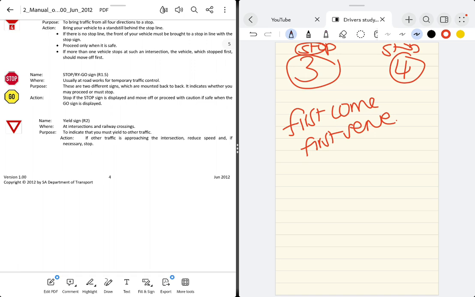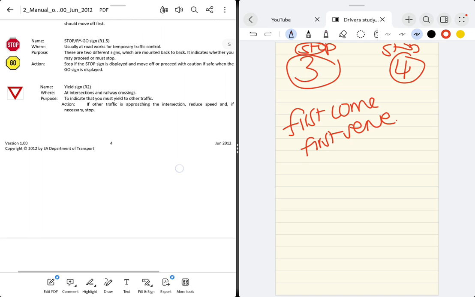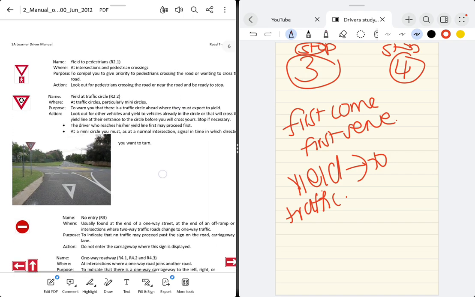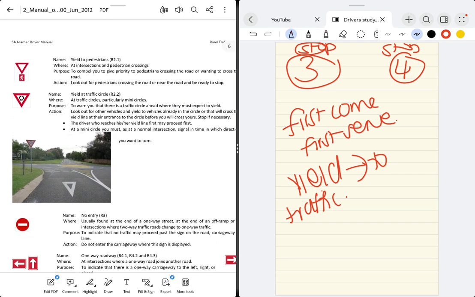Then the stop-go sign. Usually at road works, it's for temporary traffic control. Yield sign: you must yield to traffic. Then yield to pedestrians, which means you need to stop for them. Yield at traffic to warn you that there is a traffic circle ahead where you must expect to yield.